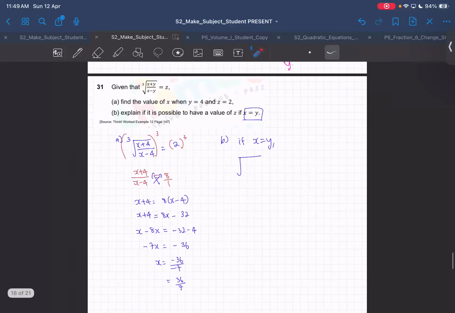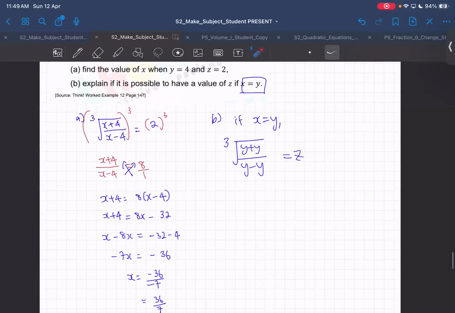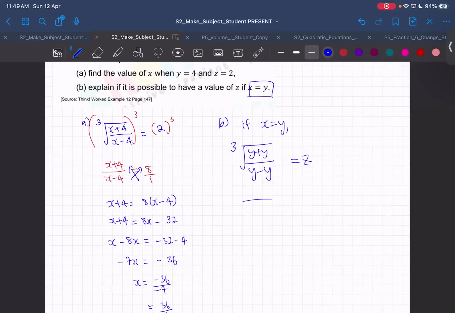My original expression is this one, right? If x becomes y, it will become y plus y over y minus y equals z. I substitute all the x with y. Makes sense, right? Then after I simplify, I'll get 2y over 0. Can I have 0? No, right? So how?